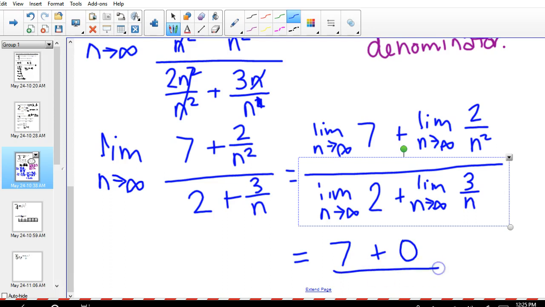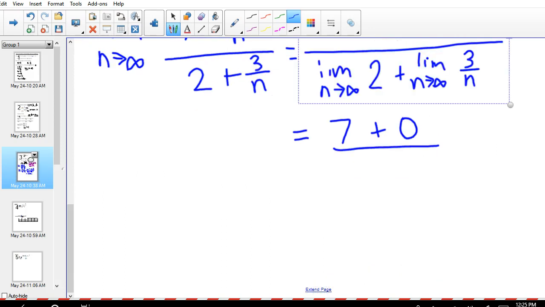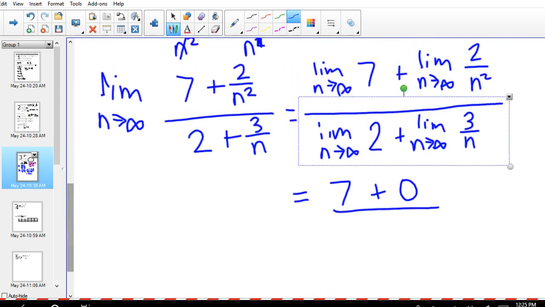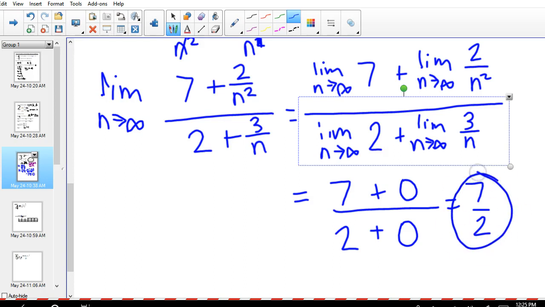So we've got 7 plus 0 on the top. On the bottom, what's the limit as n approaches infinity of 2? It is just 2, because it doesn't have an n, so it's just that constant. And what is the limit as n approaches infinity of 3 over n? It's going to be 0, because you have a variable on the bottom, so it would be 3 over 1, 3 over 2, 3 over 3, 3 over 4, 3 over 5. Those are smaller and smaller fractions. So 7 plus 0 is 7, 2 plus 0 is 2, and the limit of this function as n approaches infinity is 7/2.